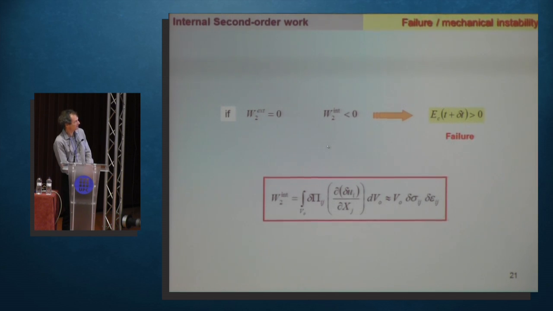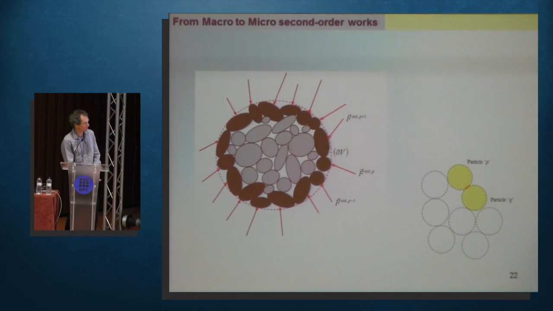If we assume this, we can focus on the internal second order work, and going down to the microscale, we can also re-express the internal second order work using the classical variables we have when we consider a discrete material, that is to say, the relative velocities, the relative displacements between the grains, and the contact forces.